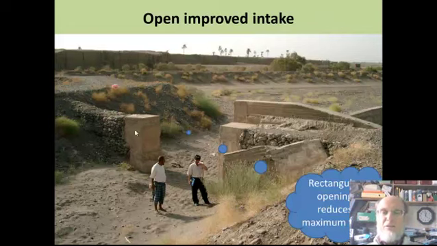Now we'll look at different types of intakes. This is a simple improved intake, which is basically a rectangular opening. It provides a constriction and will reduce the maximum flood flow entering the canal here. This way to the canal.